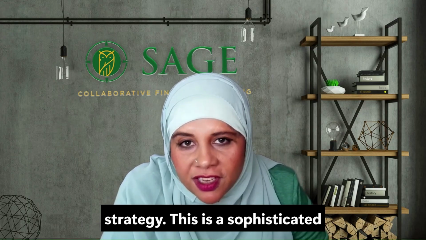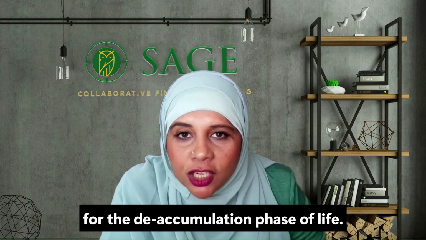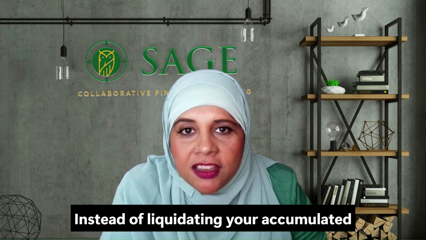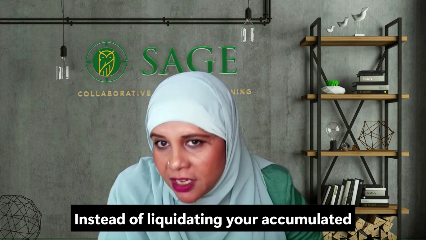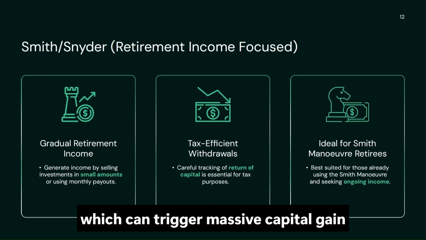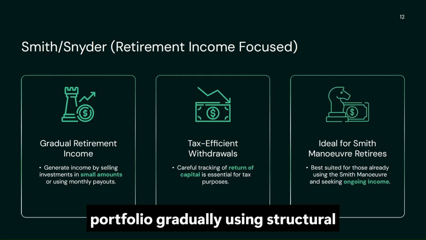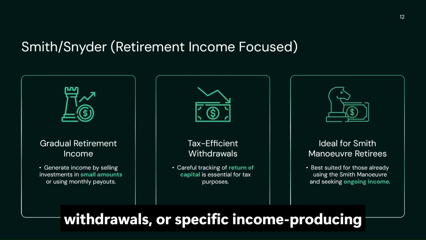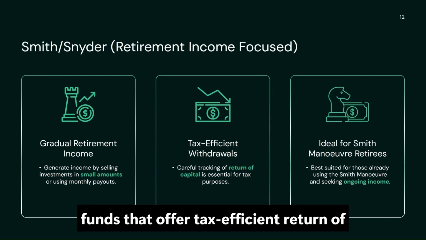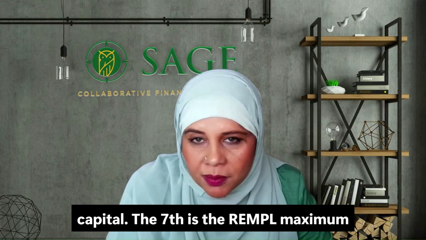The sixth strategy is the Smith Snyder strategy. This is a sophisticated retirement focus variation designed for the decumulation phase of life. Instead of liquidating your accumulated portfolio all at once when you retire, which can trigger massive capital gain tax spikes, you draw income from the portfolio gradually using structural withdrawals or specific income producing funds that offer tax efficient return of capital.